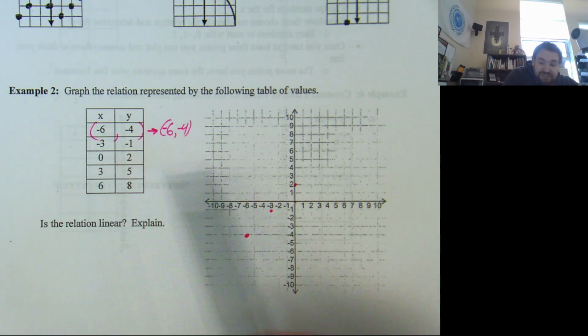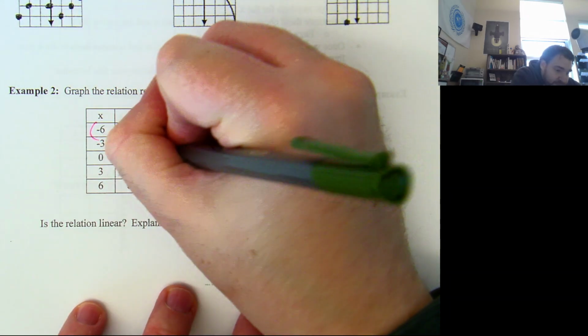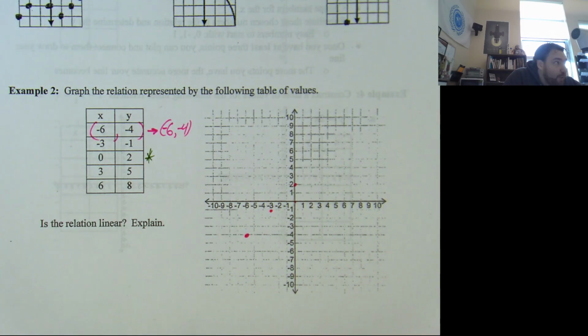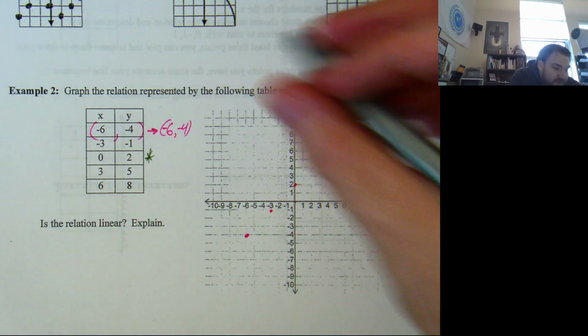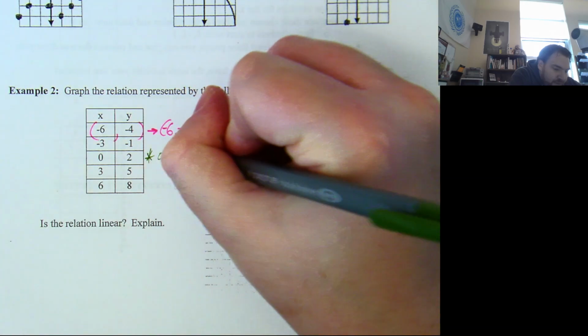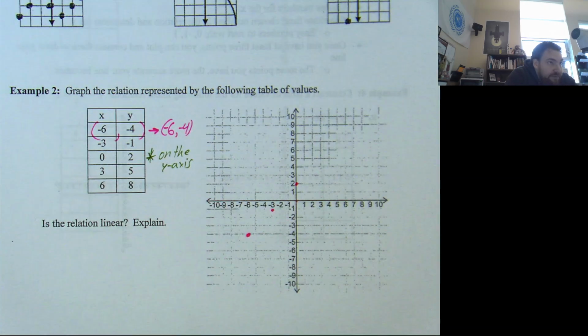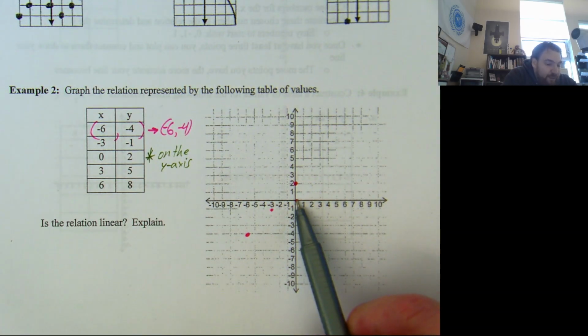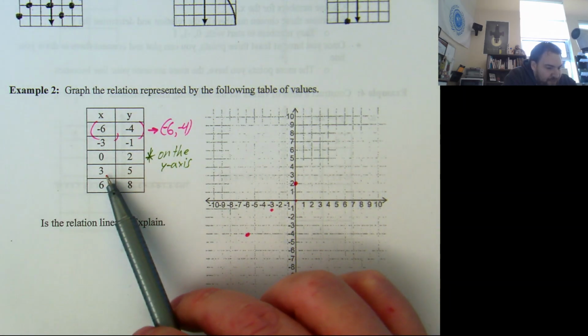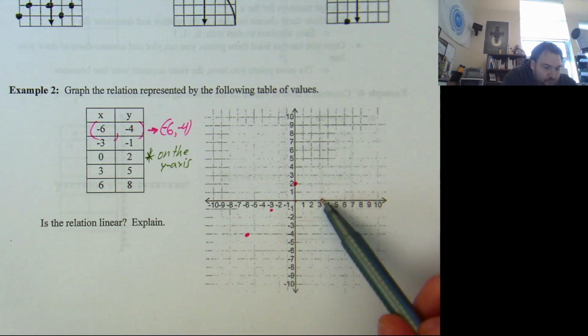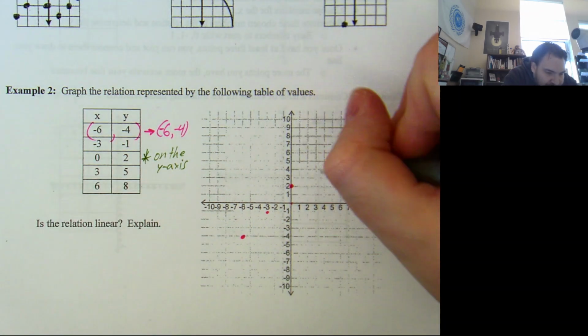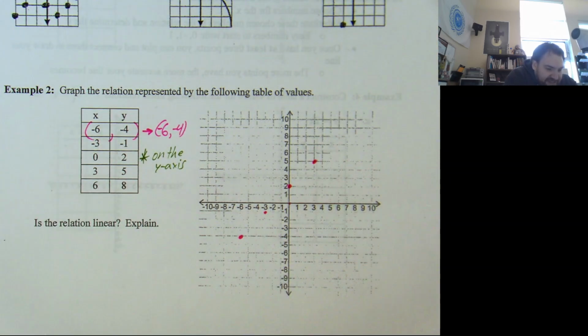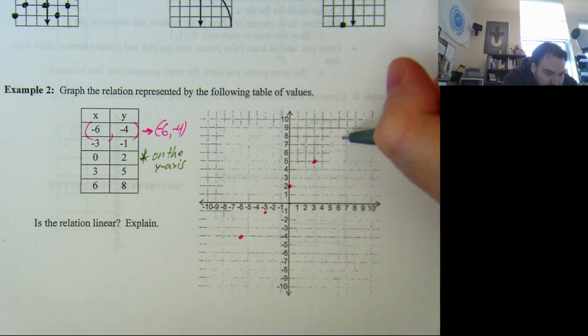So when x equals 0, this is an important point. Anywhere where x or y is 0, we like these points. This is on the y-axis, because the y-axis is the one that goes up and down. When x equals 0, we are on that line. And then I've got the point 3, 5. I'm going to go over 3 in the x, and up 5 in the y. There we go. And I've got 6, 8. We're going to go over 6, up 8.